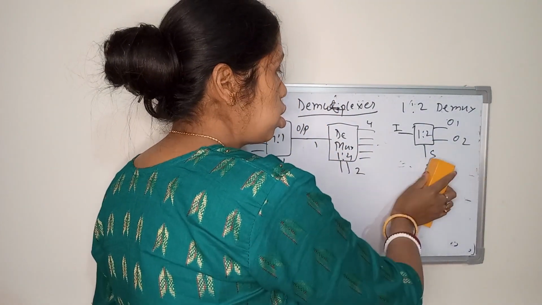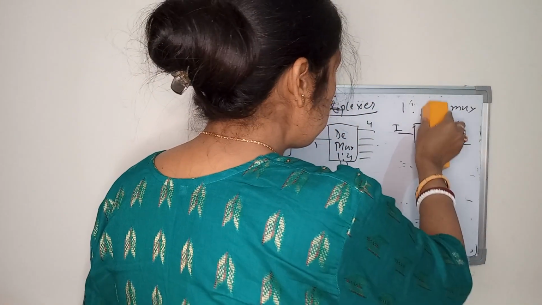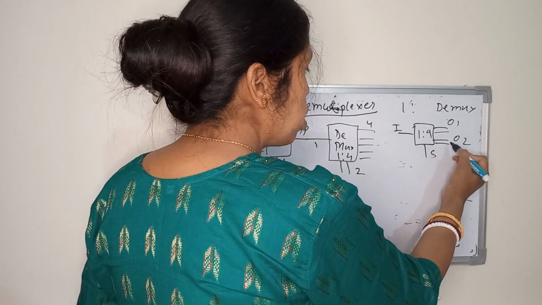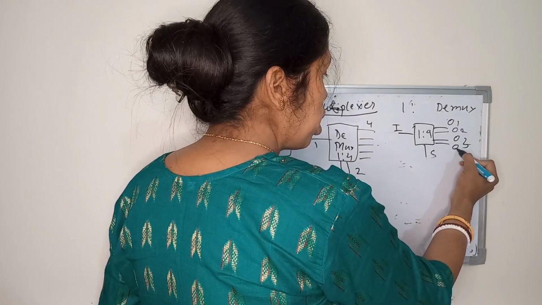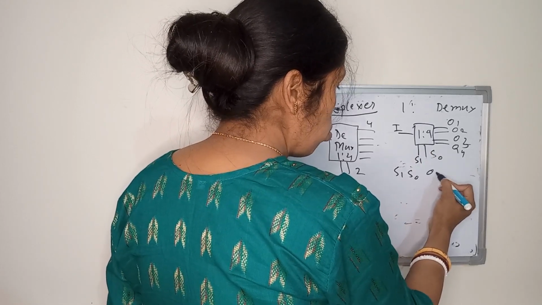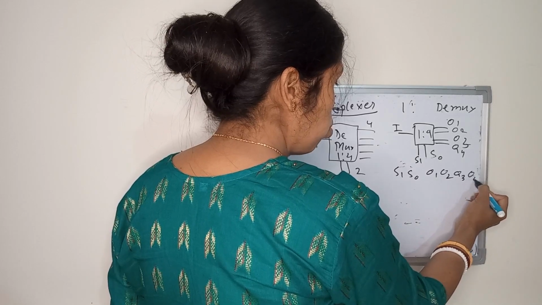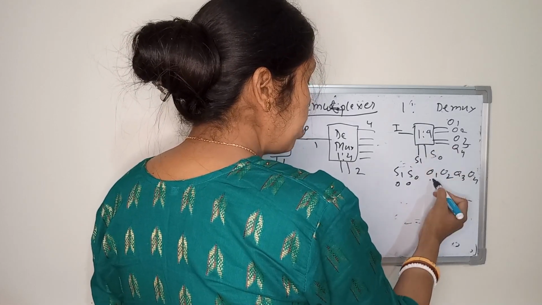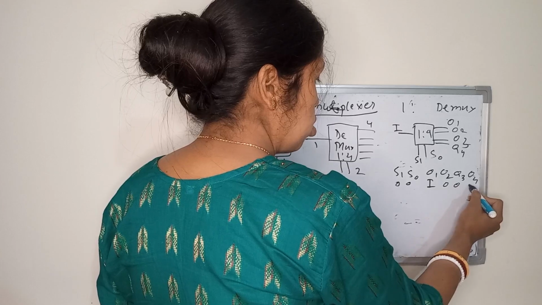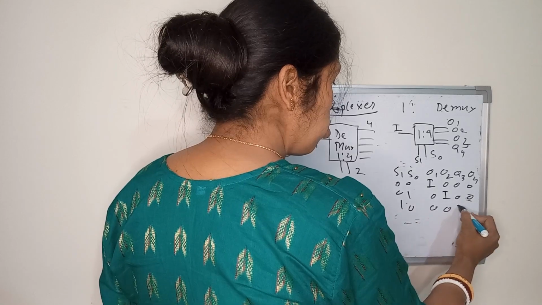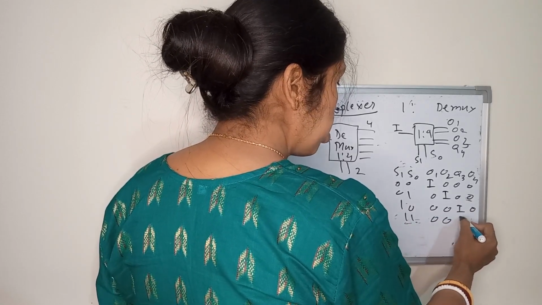In the same way, you can write for the 1 is to 4 DEMUX. For the 1 is to 4 DEMUX, you have 4 output channels, O1, O2, O3, O4, and the select lines S1, S0. If both are 0, 0, you will get the information I here. If it is 0, 1, I will get it here. If it is 1, 0, I will get it here. If it is 1, 1, I will get it here.